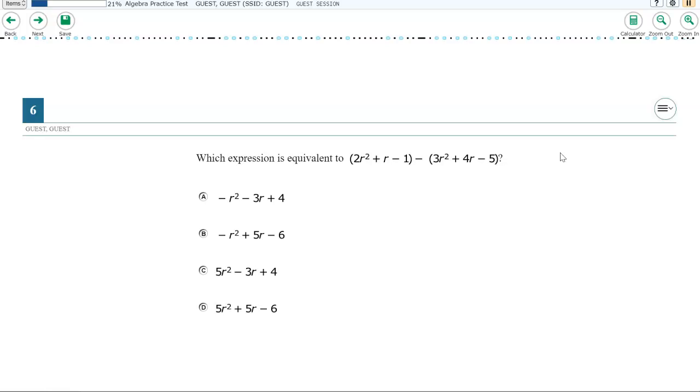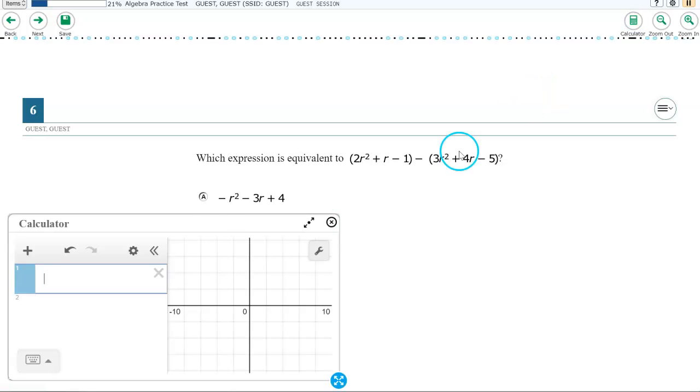Anyway, we have an expression here with r's in it. It's subtracting 2 trinomials, and we're looking for the equivalent expression. Now, this is actually pretty easy to do in the calculator if you know to rewrite this as functions. So we're going to write this beginning function. We're going to call it f of r. So some name of a function of r, and then you want to type in your function.